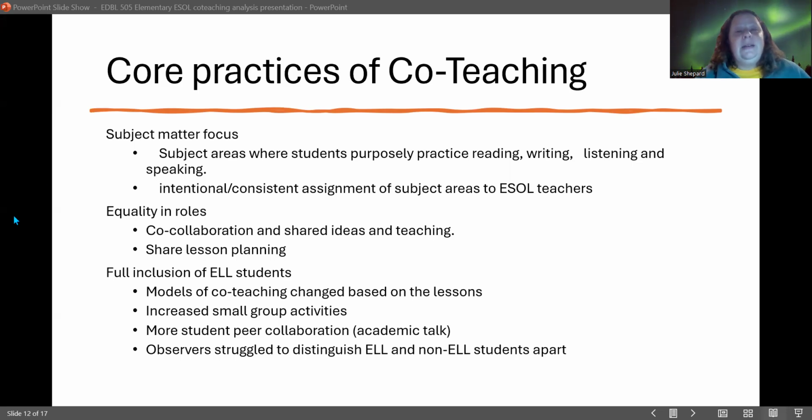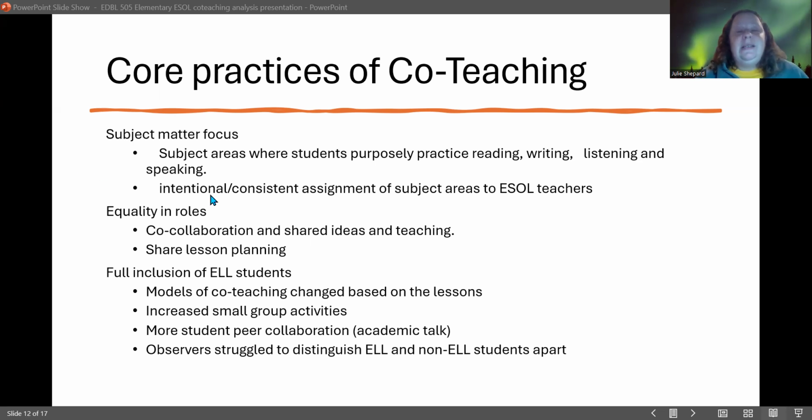So the core practices of co-teaching, based on the research. Subject matter focus. Subject matter where students are during time in which students purposefully practice reading, writing, listening, and speaking. So they found times like ELL or social studies or writers' workshops were the better times for ESOL teachers to do the co-teaching, because the students were already practicing those things they needed to.